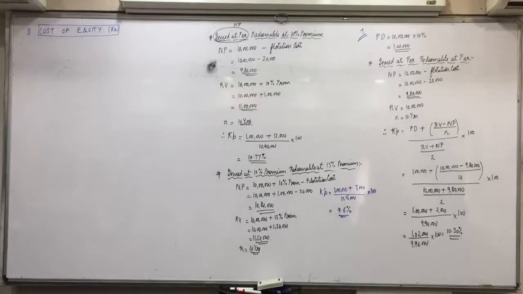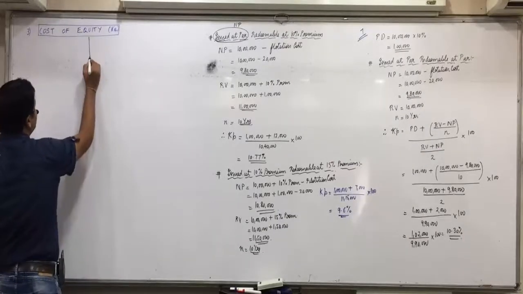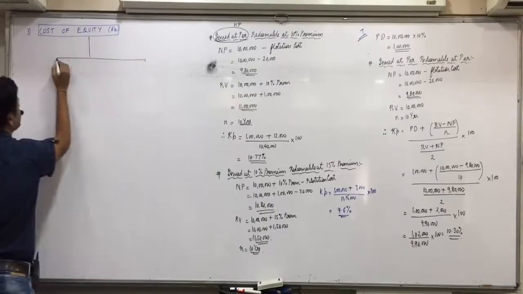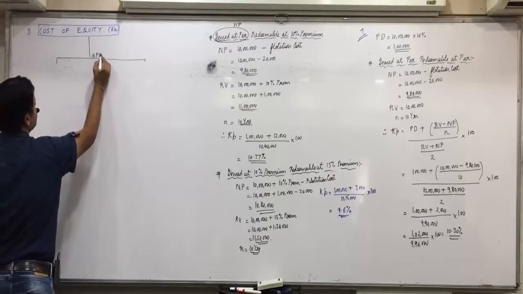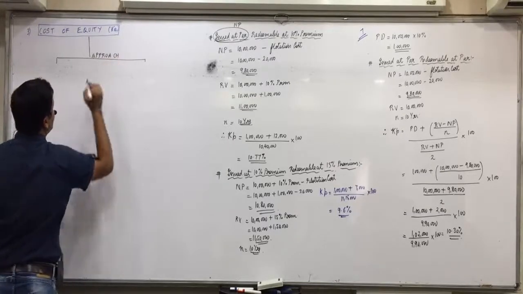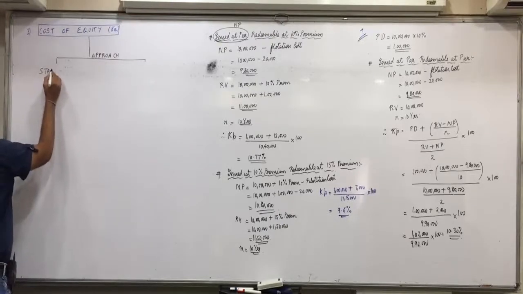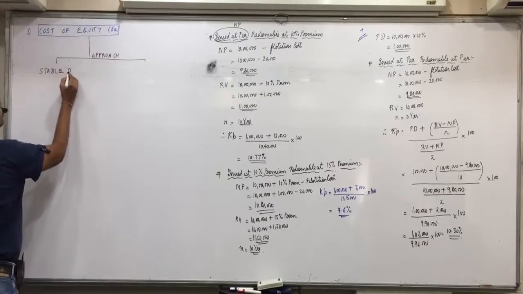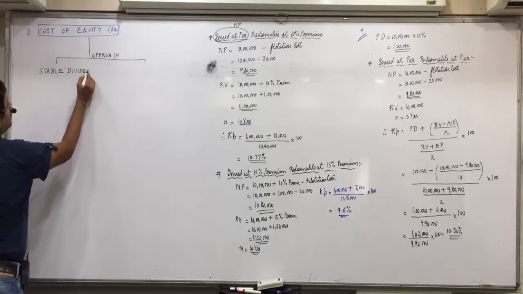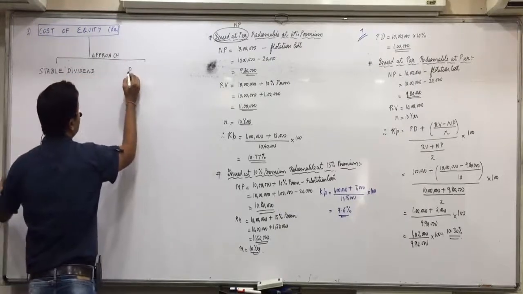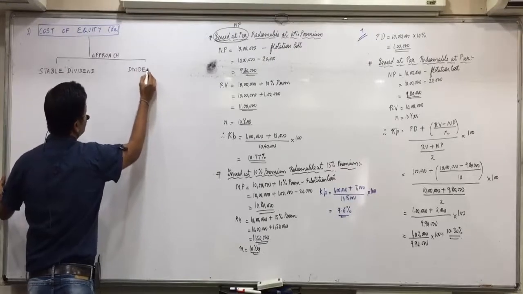Cost of equity, the next point. Okay, this is in fact the last point because cost of retained earnings would remain same as cost of equity only. Then we'll directly see how to find the overall cost of capital. Now, when we find cost of equity, there are two different approaches to that. One is stable dividend approach. The other one is dividend growth approach.